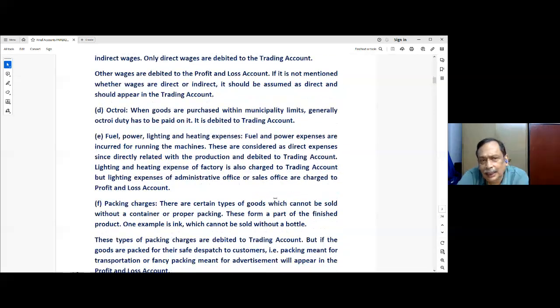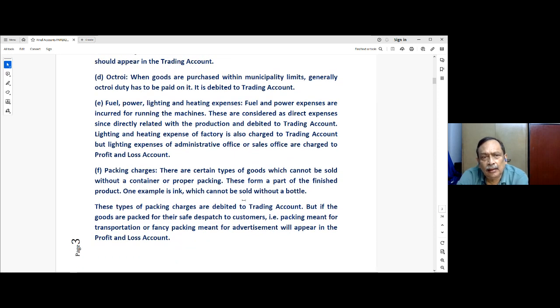Now, there is a concept, although somewhere it is abolished, octroi. When goods are purchased within municipality limits, generally octroi duty has to be paid. And if it is actually being paid or to be paid, whatever it may be, it is debited to the trading account. Then fuel, power, lighting and heating expenses.